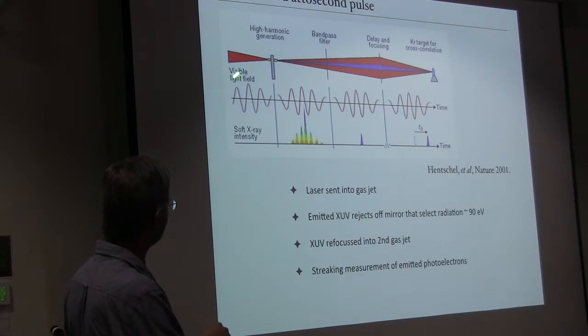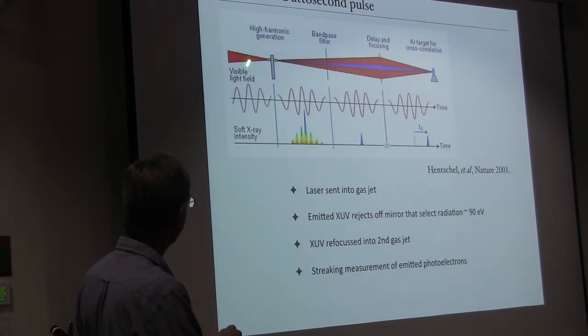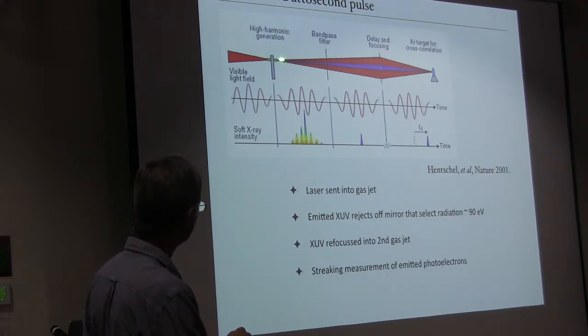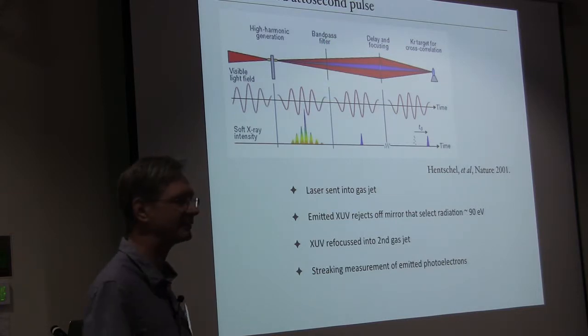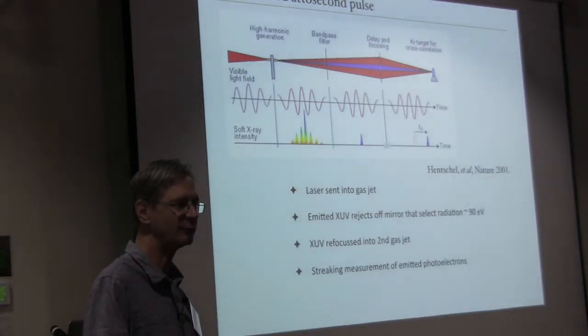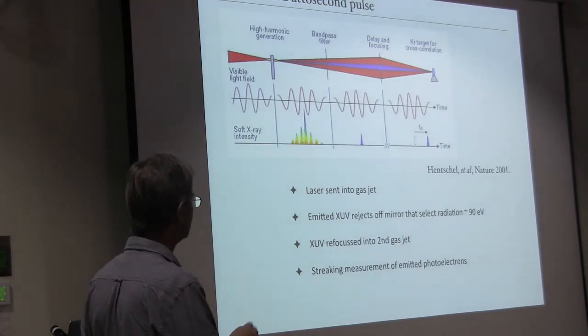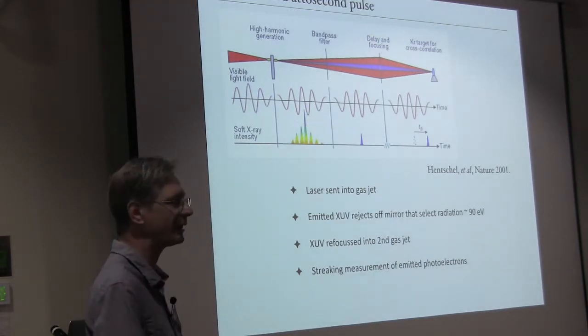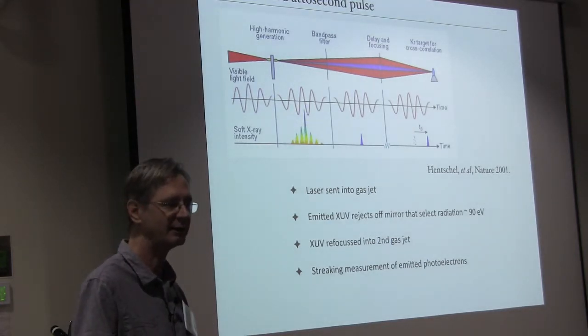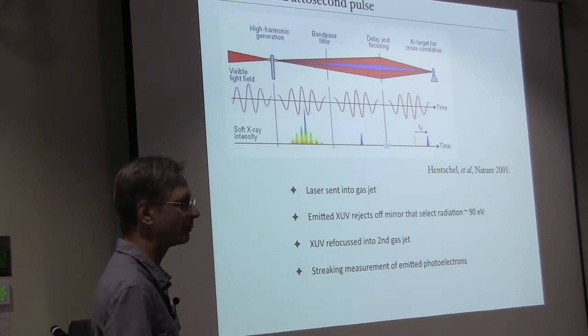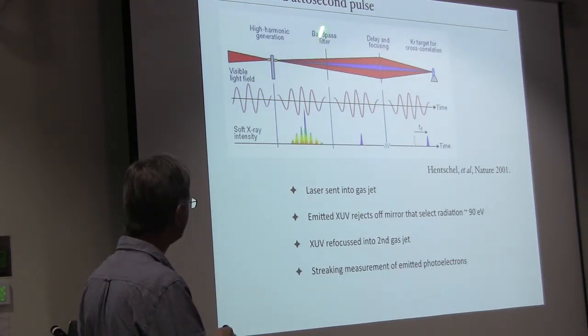Here are the steps that go through their experiment. You have a gas jet, you focus in a laser. In there, then a whole bunch of radiation is produced. There's a bandpass filter here, which is something that selects off just the highest frequency radiation. This is actually a mirror, but anyway, it's a mirror that reflects only high frequency radiation, and it absorbs low frequency radiation. So it's a bandpass filter. And then they do a delay in focusing, and they do a measurement.